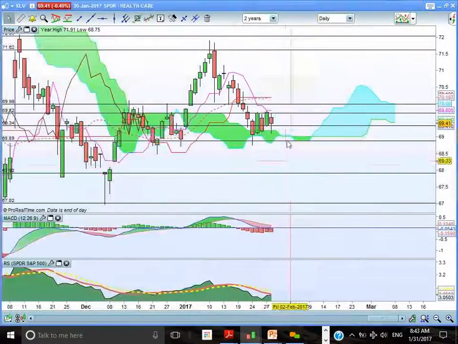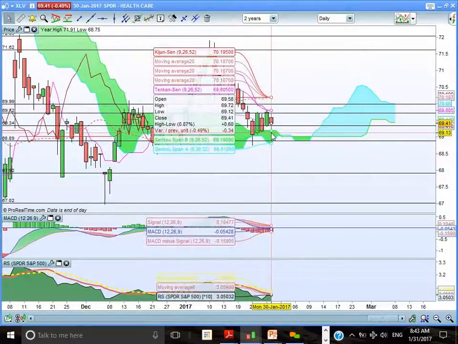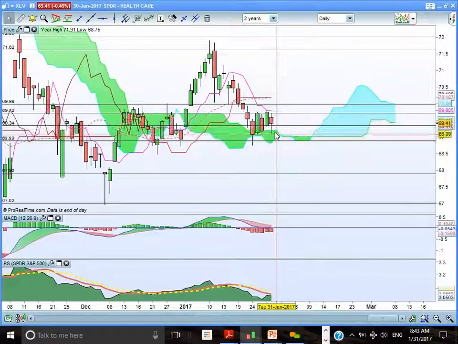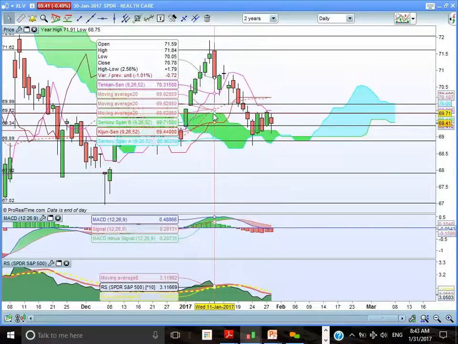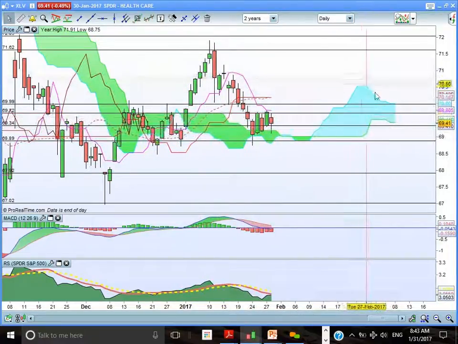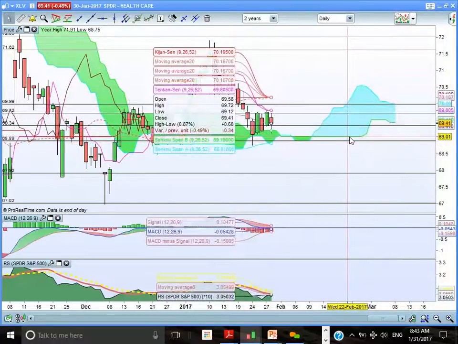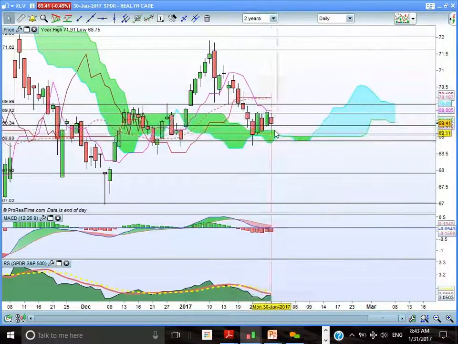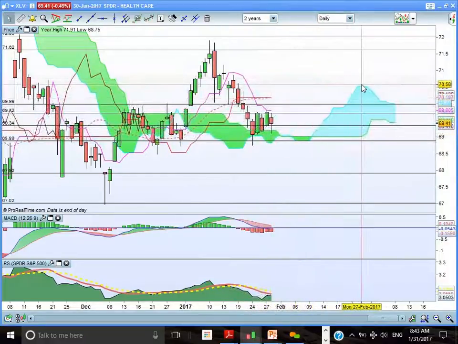Healthcare is also struggling to maintain support at the top end of the cloud here. Looking for a rebound. It's getting close to the bottom end of the cloud here, so it's kind of within rebound territory. Struggling with resistance of old cloud chart shadow resistance. The front end of the cloud still indicates that we have somewhat of an uptrend in place. Significant support at 69, so you could nibble on it around here for a trade back up to the top end of the cloud here, resistance.